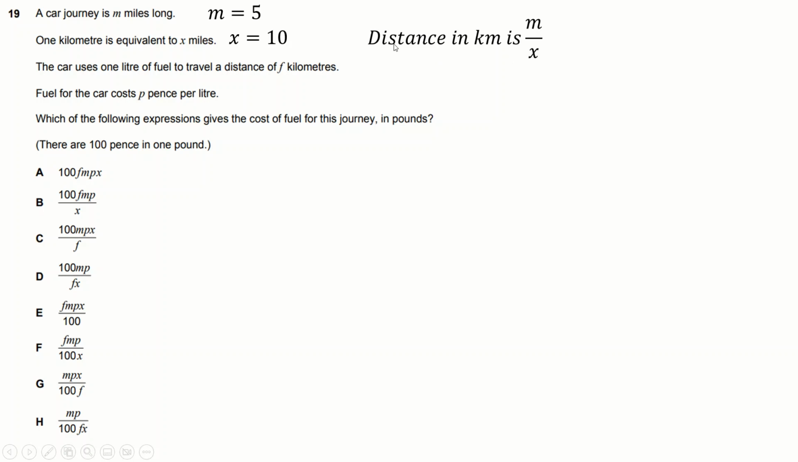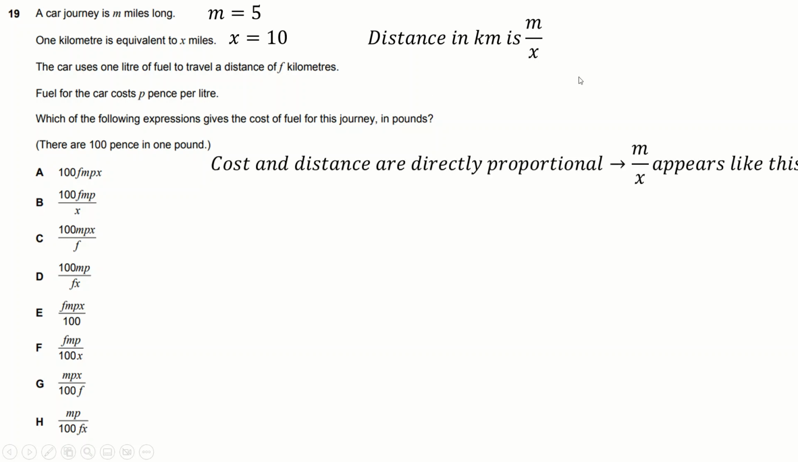But of course, the distance that you go is going to be directly proportional to the cost of the fuel. The further you go, the more you're going to have to pay. So we've got this kind of a multiplier acting as it is, right? In the end of this here, we're going to have an m over x like this, because it's directly proportional. So it's, cost is equal to k times this thing m over x. So we're going to eliminate anything that doesn't have an m over x. Then look at the next bit.